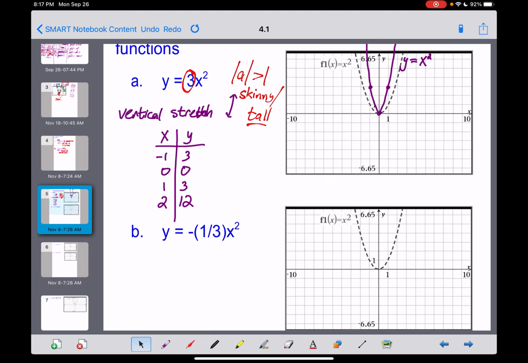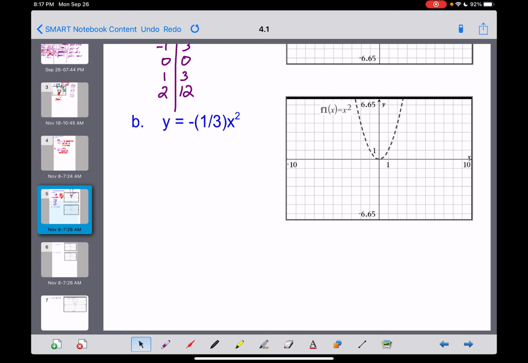Okay, now I'm throwing 2 wrinkles at you here with example B. y is equal to -1/3 times x squared. Okay, if putting a 3 out in front made our graph taller, then putting an a value less than 1, like 1/3, is going to have the opposite effect. That's going to push the graph down and make it appear wider than it normally would.